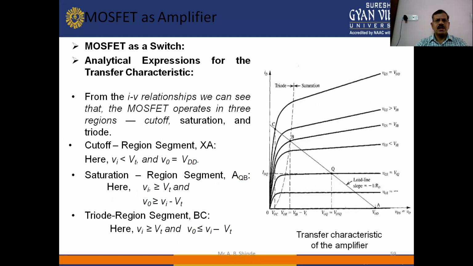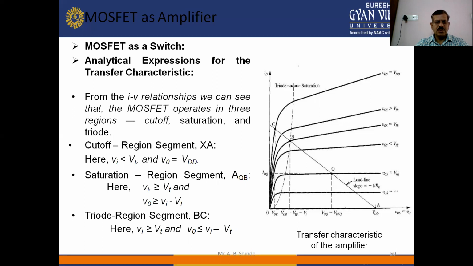So, analytical expression for the transfer characteristics. From the VI relationship, we can see from this graph that the MOSFET operates in three regions: cutoff region, saturation region, and triode region. So first, the cutoff region. In this region, Vi is less than Vt and V naught equals Vdd.